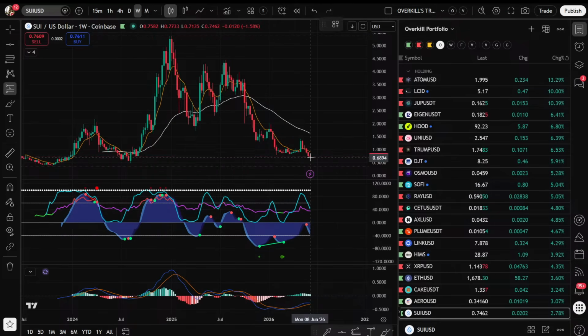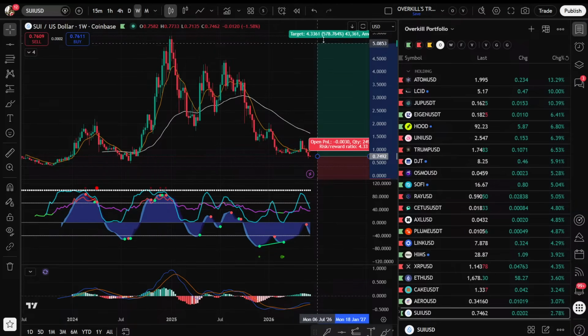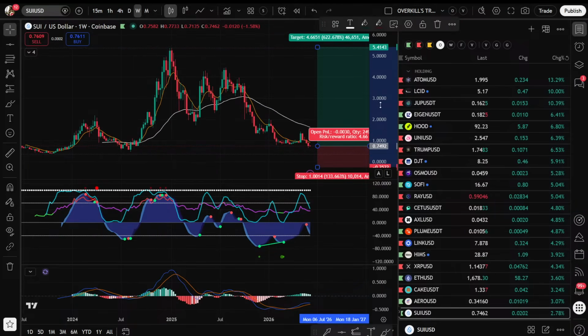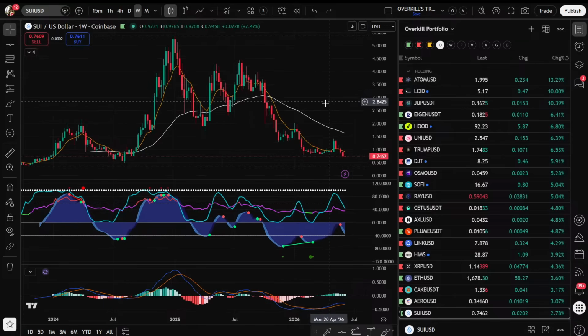Okay, $7 back to $5 is a 600% move. If you're making 600% on a trade, you're not going to care if you bought it at 90 cents or 70 cents if it goes back to $5. You're not going to care in the bull market.